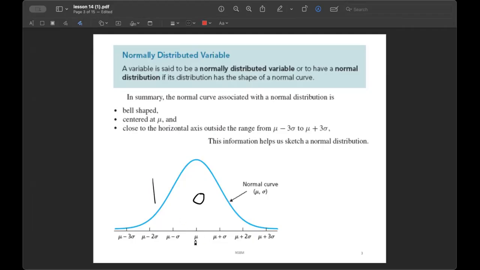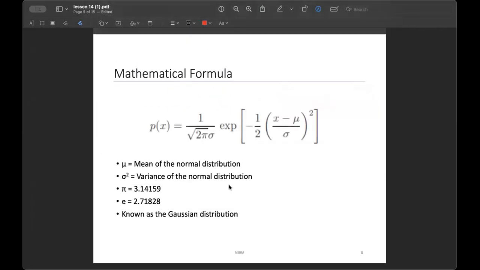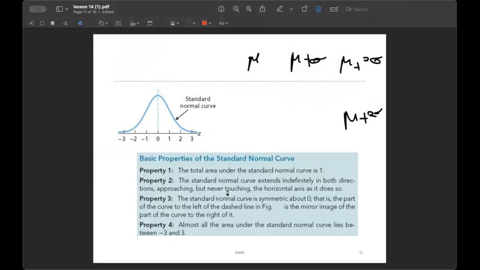Here in the middle we have 0. Then 0 plus 1 is 1, 0 plus 2 is 2, 0 plus 3 is 3, and on this side -1, -2, -3. That's how the values are coming. That's why they are telling it as -3 to +3 here. Okay?